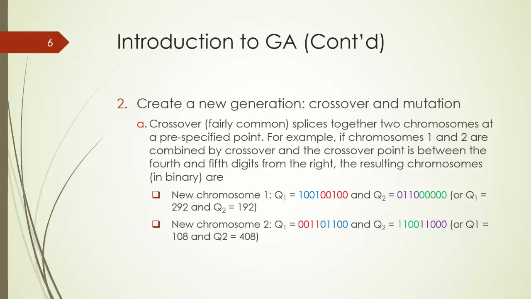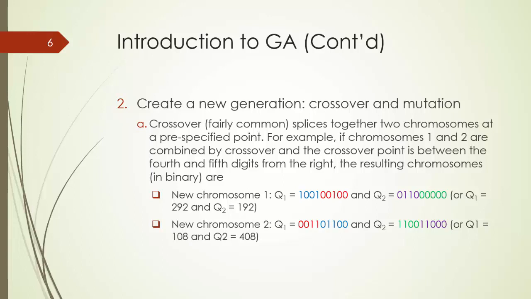Let's look at crossover first. Crossover is very common. It splices together two chromosomes at a pre-specified point. For example, if chromosome 1 and 2 are combined by crossover and the crossover point is between the 4th and 5th digit from the right, the resulting chromosomes in binary form are as follows. New chromosome 1: Q1 is equal to 100100100 and Q2 is 011000000.